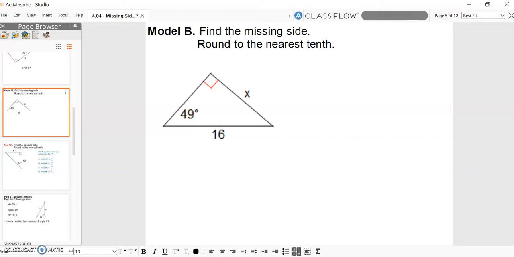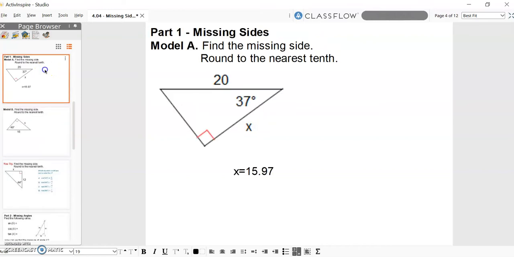Model B, find the missing side, round to the nearest tenth. So I realized last question I didn't actually round to the nearest tenth, I rounded to the nearest hundredth. So the nearest tenth in this question would actually be 16. X equals 16 because the 7 rounds this 9 up to a 0. So it'd be 16.0. I didn't read that part of the question clearly enough.